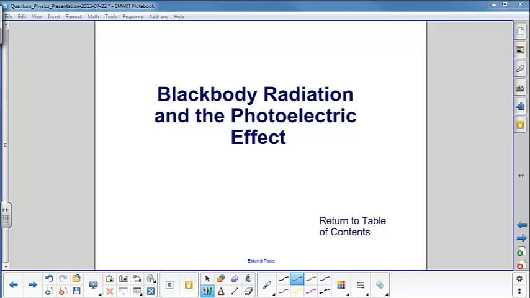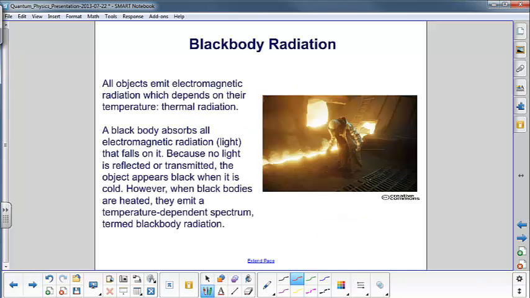Here's where we really start getting into quantum physics, blackbody radiation and the photoelectric effect. All objects emit electromagnetic radiation which depends on their temperature. This is thermal radiation. A blackbody is defined as an object that absorbs all electromagnetic radiation that falls on it. Because no light is reflected or transmitted, the object appears black when it is cold. However, when these blackbodies are heated, they emit a temperature-dependent spectrum termed blackbody radiation.